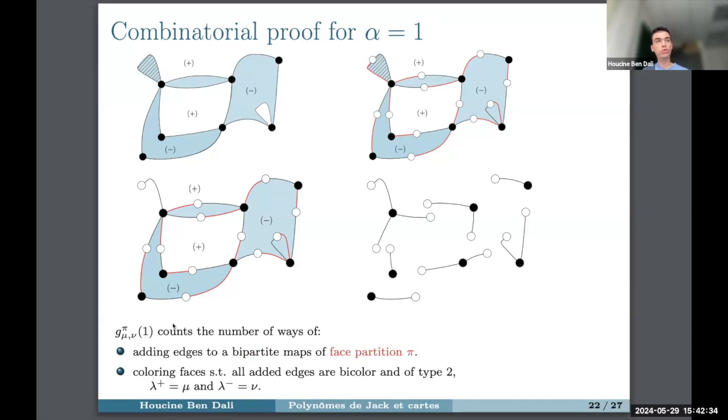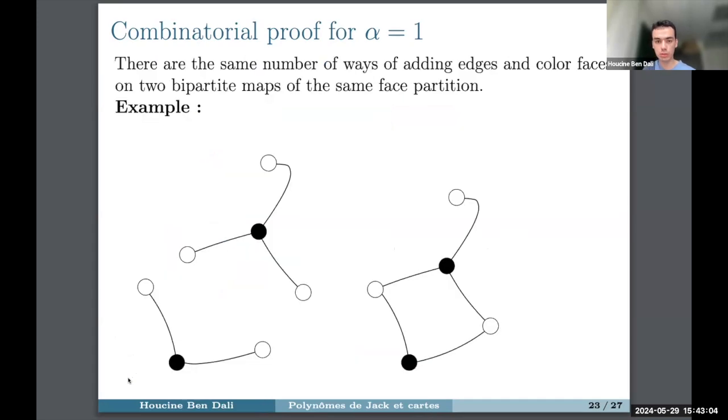So the idea is to say that this coefficient G also counts the number of ways of starting from any map, not necessarily a star map, but which has face partition pi, and then adding edges and coloring faces to have this condition. So the idea is to say that these two operations do not depend really on the structure of the map, but only on the face partition of the map, which I will try to explain now.